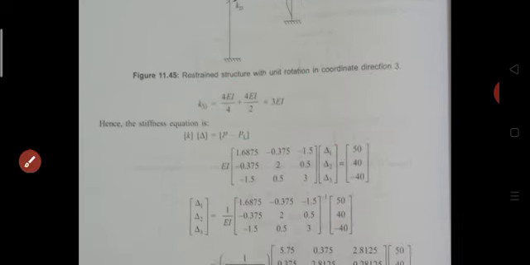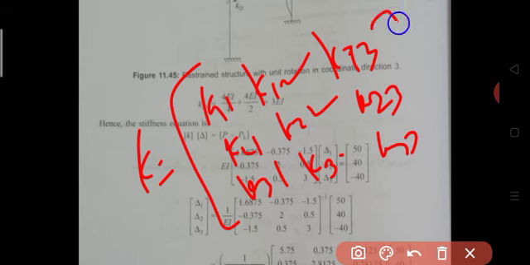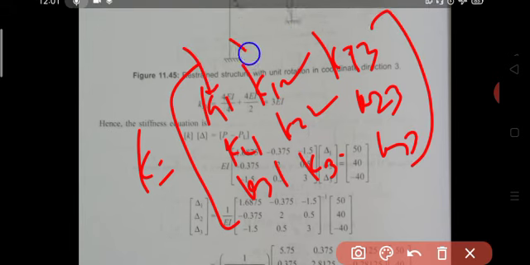Finally, write down the stiffness matrix. The stiffness matrix is equal to K11, K21, K31, K12, K22, K32, then K13, K23, K33. Substitute all the values for the first column, second column, and third column, and you get the stiffness matrix.